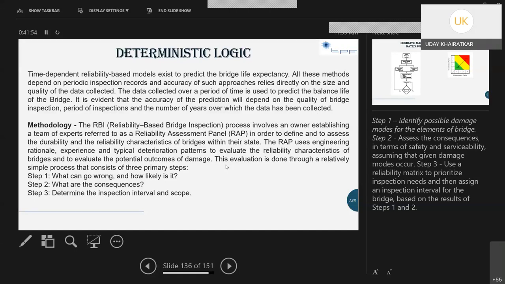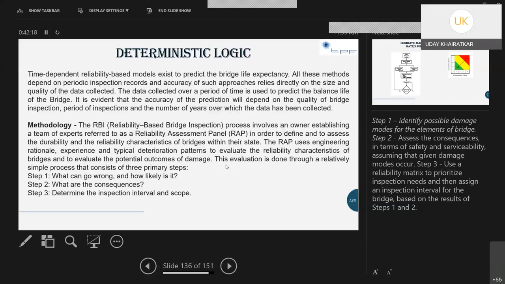The reliability-based bridge inspection process involves an owner establishing a team of experts, referred to as a reliability assessment panel, in order to define and assess the durability and reliability characteristics of the bridge. The RAP uses engineering rationale, experience, and typical decision patterns to evaluate the characteristics of the bridge. This evaluation is done through a relatively simple process that consists of three primary steps.